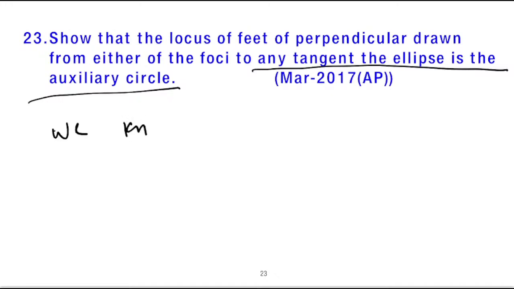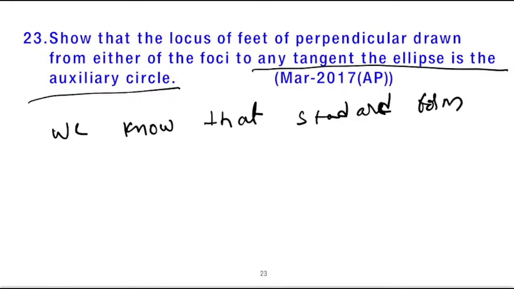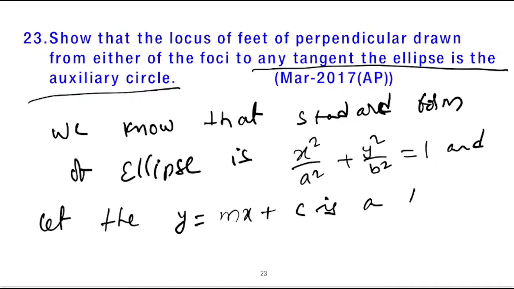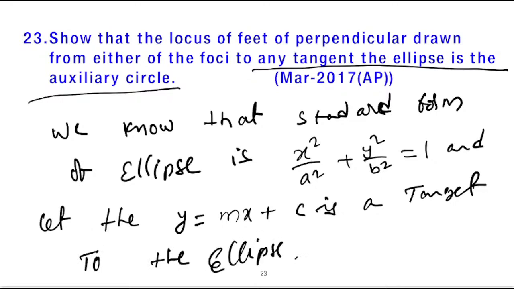We know that, start like this: the standard form of ellipse is x square by a square plus y square by b square equals 1, and let y is equal to mx plus c be a tangent to the ellipse, right? Therefore the next step is very crucial.